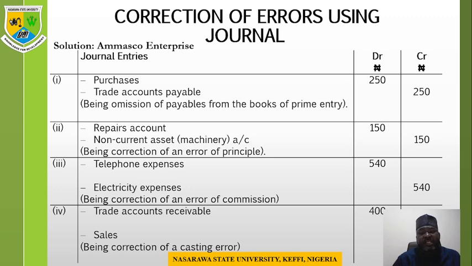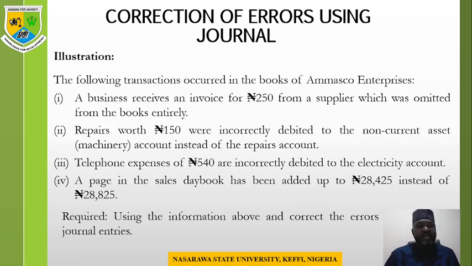Now, in correcting errors, it is important that we identify the accounts that are involved. So let's go back to the first information: a business receives an invoice for 250 naira from a supplier, and this was omitted from the books of account entirely. Now, the two accounts involved here are that if you receive an invoice from a supplier, it means there was a purchase. So the two accounts involved will be your purchases account and the supplier's account.